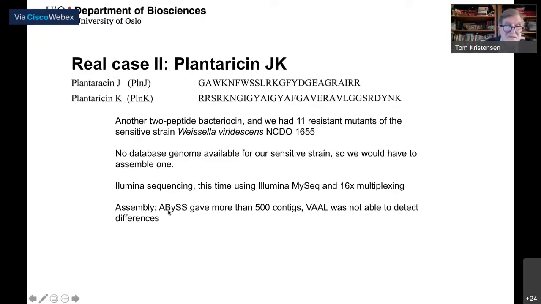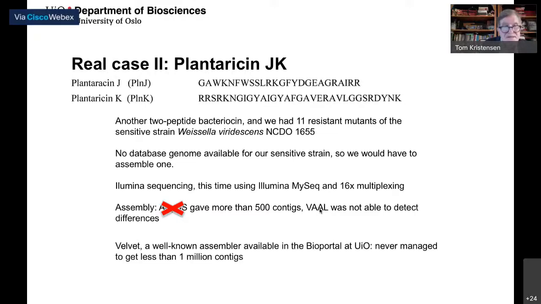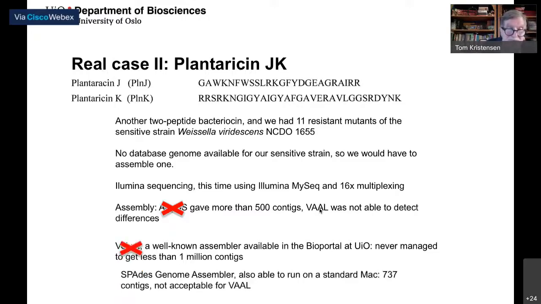The first thing I tried was an assembler called Abyss. But we got more than 500 contigs, and the program we used to map the reads to the reference genome was not able to detect any differences at all. So Abyss was not a solution. Velvet, another assembler, never managed to get less than 1 million contigs, which is a lot for small bacterial genomes. So we had to find other alternatives.